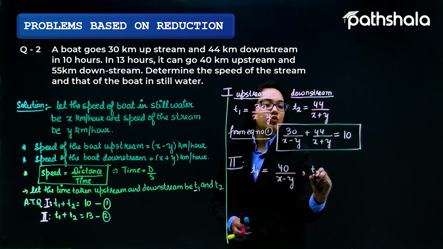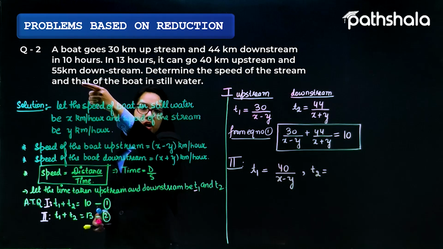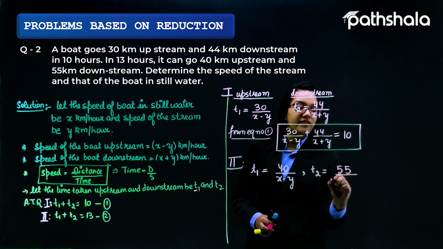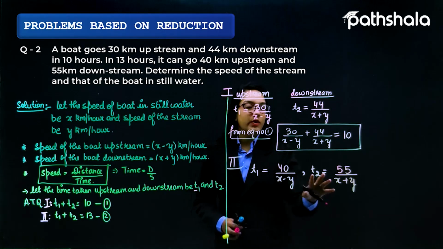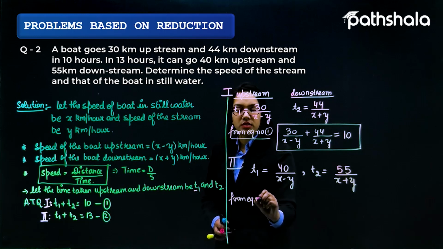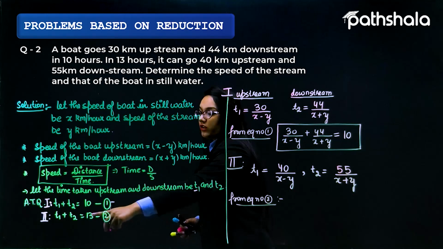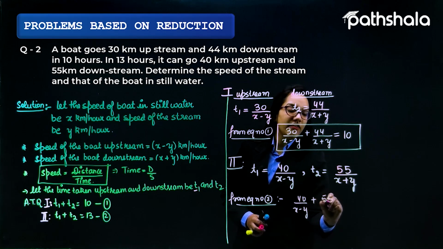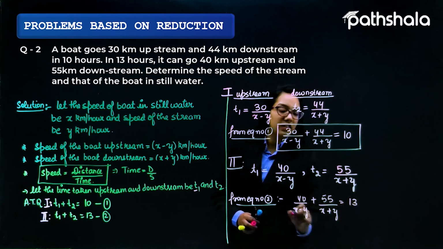Further, we have T2 as downstream. For the downstream, the distance given to us is 55 km. So T2 is 55 divided by x plus y. So T1 is 40 by x minus y, T2 is 55 by x plus y. Again, we'll substitute T1 and T2 in equation number 2. We will get 40 by x minus y plus 55 by x plus y, which is equal to 13.